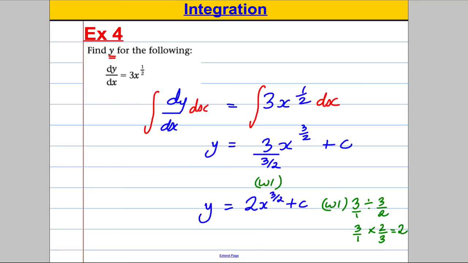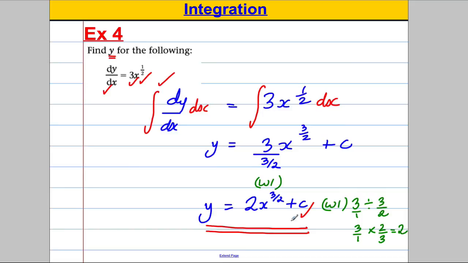Now let's check. If we differentiate this back, I'd get this. If I differentiate y, I get dy by dx. If I differentiate c, I get 0. If I differentiate this, bring down the 3 over 2, 3 over 2 times 2 is 3, hence the 3. And if I reduce the power by 1, I would get x to the half. So this is definitely right, and that is my final answer.